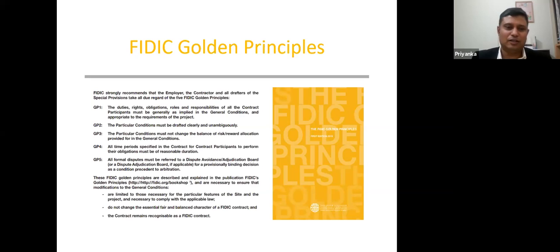He is talking about the legal people as well. So the drafters of the special provisions may not be the employer. It may be a person, a specialist who has been contracted by the employer. Take all due regards to the 5 FIDIC golden principles. Number 1, the duties, rights, obligations, roles, and responsibilities of all the contract participants must be generally as implied in the general conditions. The duties, rights, obligations, roles, and responsibilities, and appropriate to the requirement of the project.